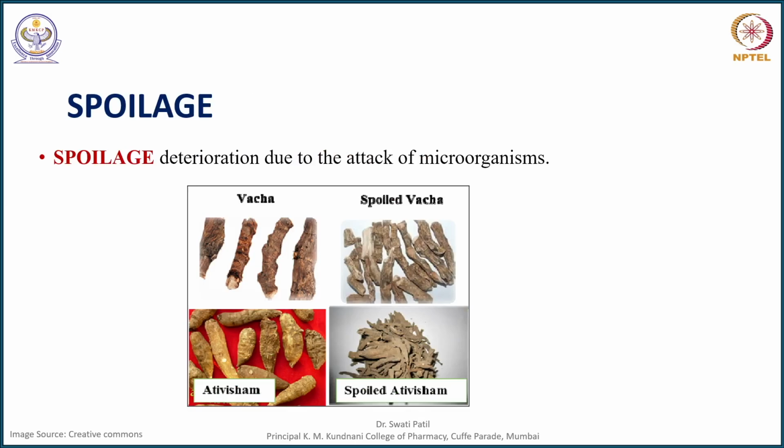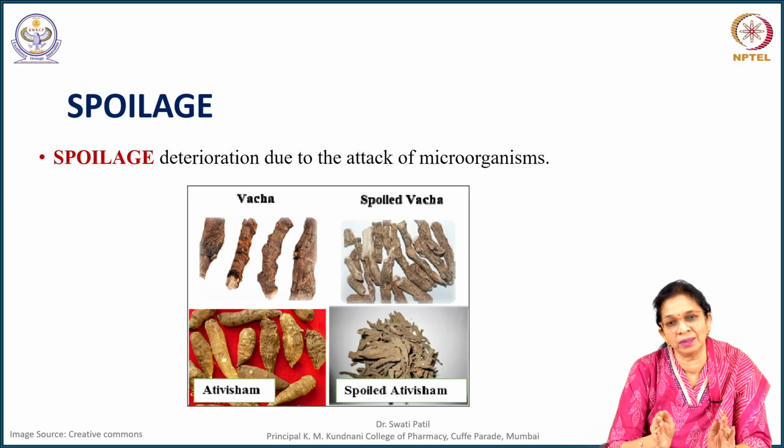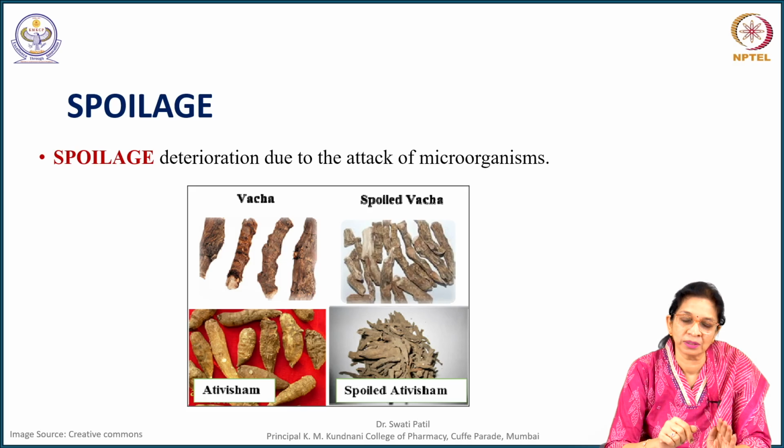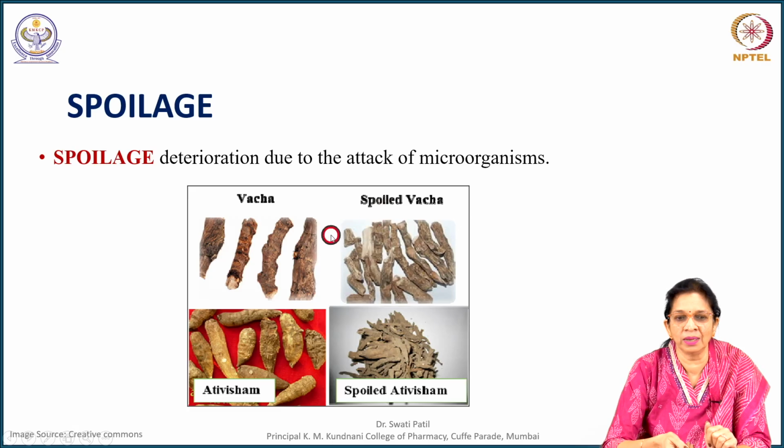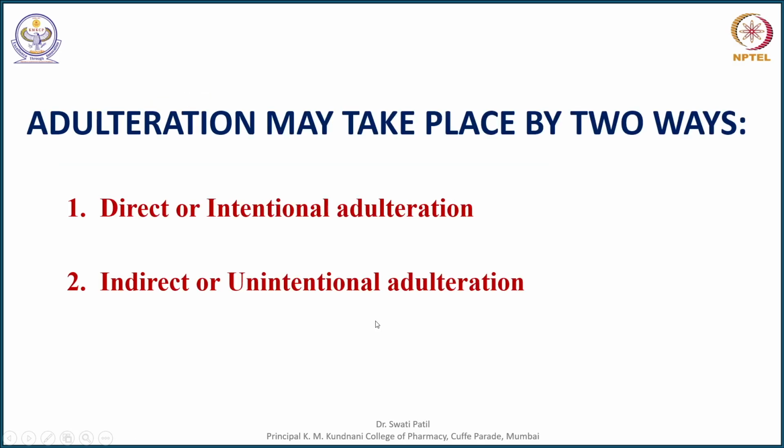Spoilage, when the drug is stored, not properly dried, not properly harvested, collected, and leads to deterioration of the drug because of moisture content and microbial growth, the spoiled drug is mixed with the official drug and powdered and extracted. For example, Vacha, you can see here the spoiled drug looks more shrunken or wrinkled, and another example is Ativisha with the spoiled one because of the microbial attack.